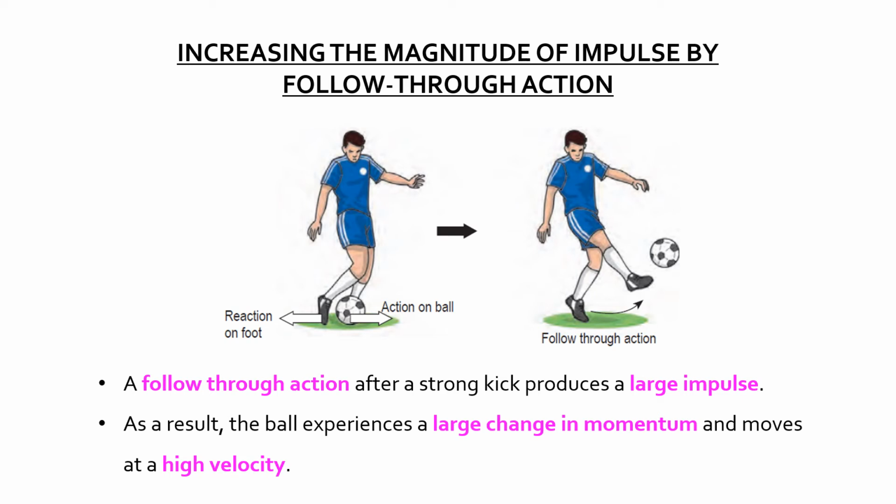The first situation is increasing the magnitude of impulse by follow-through action. This picture shows how the football player kicks a ball. From the picture, we can see that two types of force occur, action and reaction force. A follow-through action after a strong kick produces a large impulse. As a result, the ball experiences a large change in momentum and moves at a high velocity.